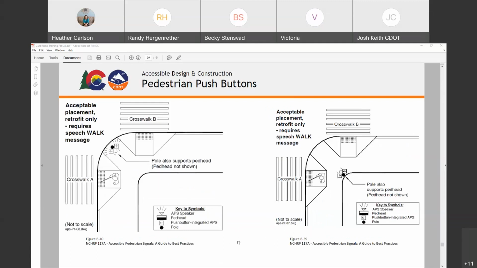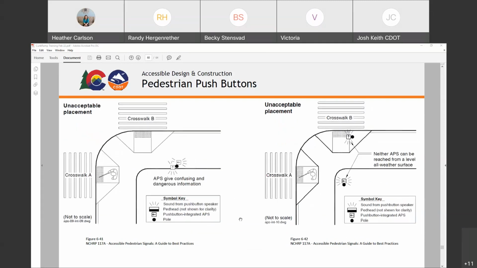So you can put them on the same pole. There are different requirements for doing different things. Again, every situation is different, so that's why we try to throw a lot of these out there. These are hard for people to find, and it would be very confusing for a blind person what is actuating what, and there's some inconsistency there.